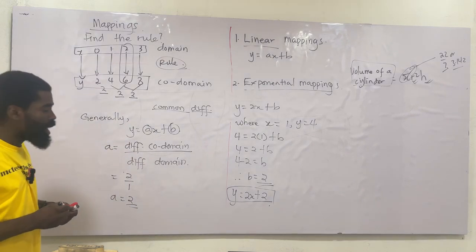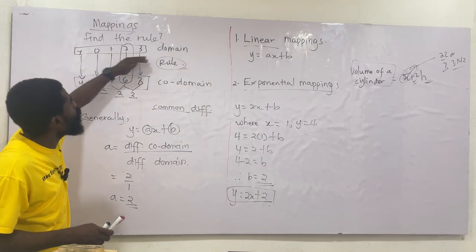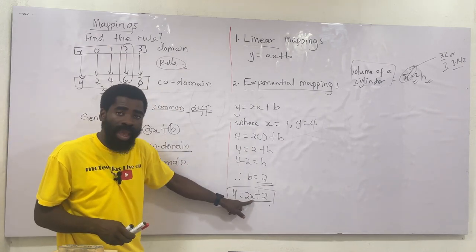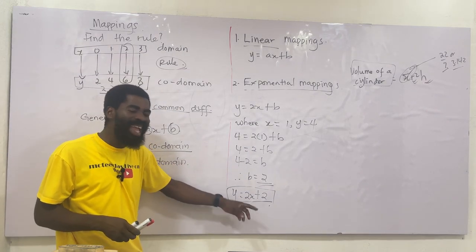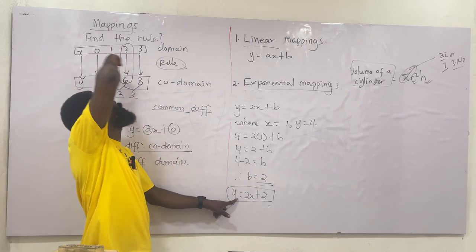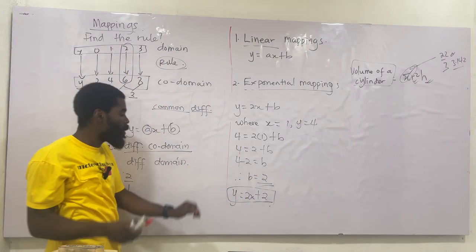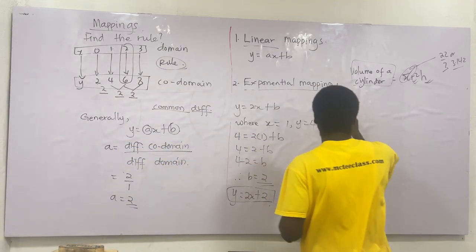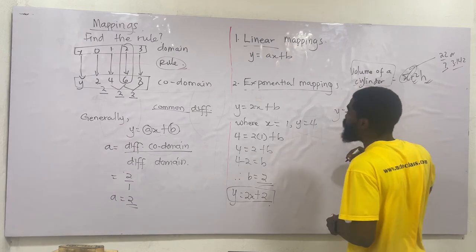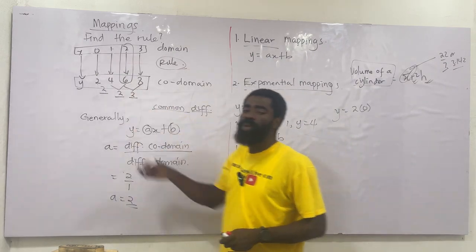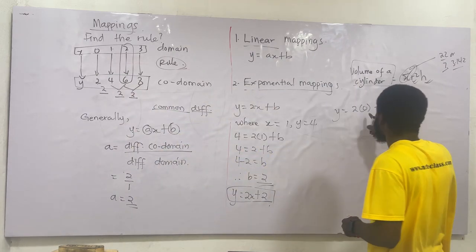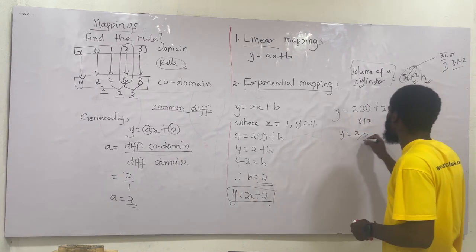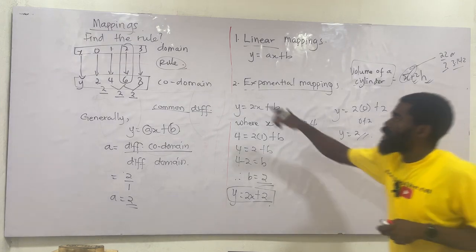So now let's test the validity of this rule. Let's see if it's correct. I'm going to pick any of the X values and substitute that value here. If I do my substitution here, I should get an answer that corresponds with a Y. So let's try. If X is 0, let's put 0 here. That means substituting 0, we'll have Y equals 2 into bracket 0 plus 2. 0 times 2 is 0 plus 2. Therefore, my Y is equal to 2. Makes sense. 0 mapped onto what?